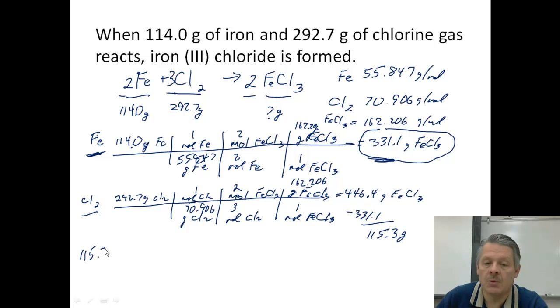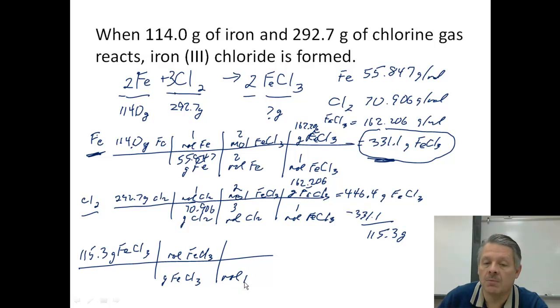Well, if we start out with 115.3 grams of FeCl3 and we work backwards, right? So we're starting with grams of FeCl3. We have to get rid of grams of FeCl3 and go to moles of FeCl3. And then we get rid of moles of FeCl3 and go to moles of our target, which in our case is Cl2 because that's the thing we had in excess. And then we get rid of moles of Cl2 and go to grams of Cl2. Right, now we can plug in our numbers.